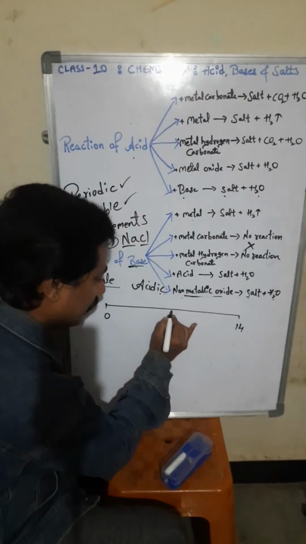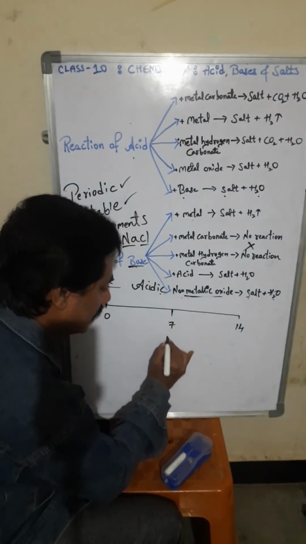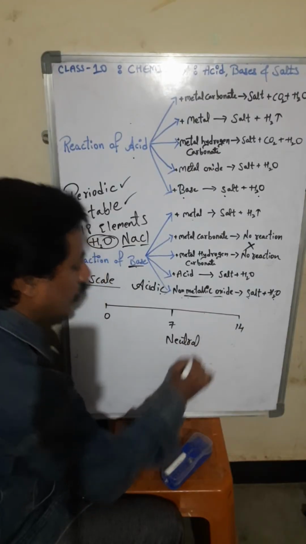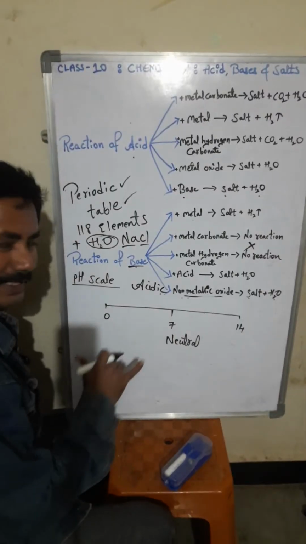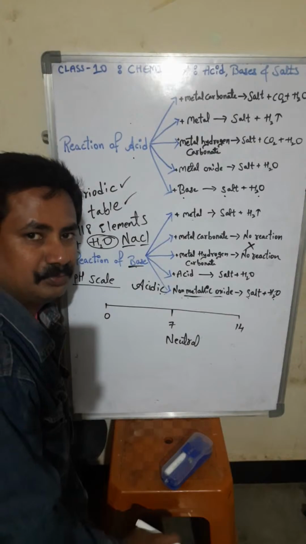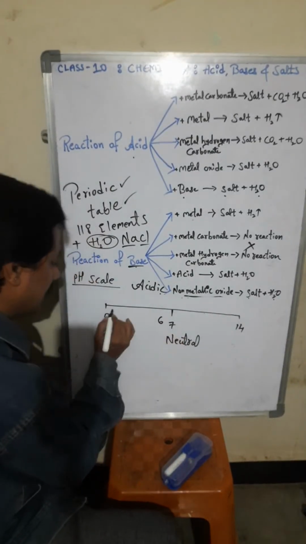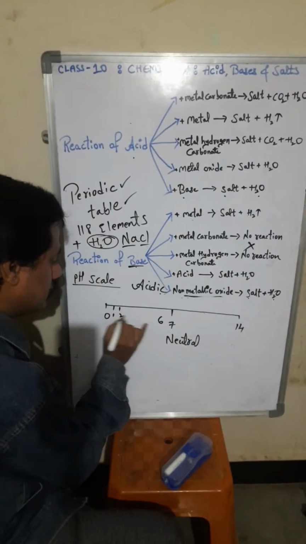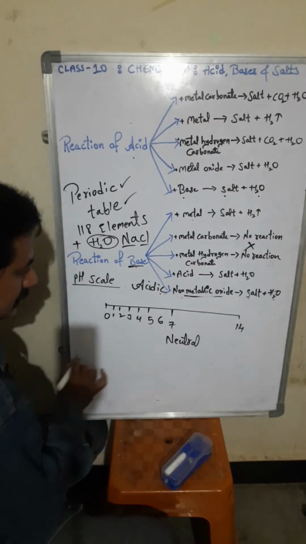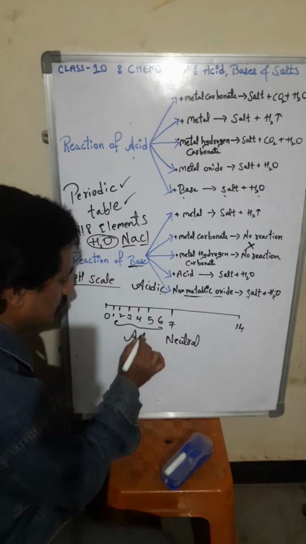So 7 will be in the middle. 7 is called neutral, students. What is 7? Neutral. It is neither acid nor base. Now 0 to 6 is there: 1, 2, 3, 4, 5, 6. So this is known as acid, students.